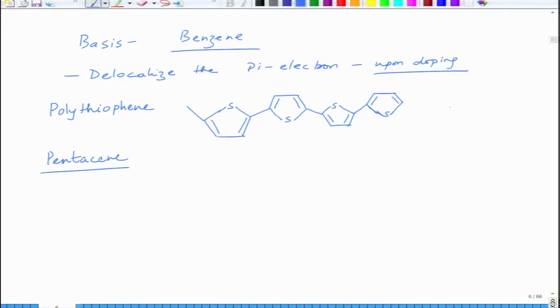You can see that your benzene ring otherwise is like this, and it does not allow conduction because the electron is localized. By introducing these sulfur ions in these rings, you have made it delocalized. This is what you do in polythiophene, you also do it in pentacene and various other materials, and polythiophene has been a workhorse material in organic solar cells.